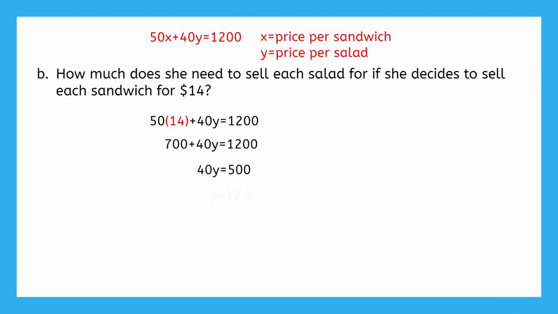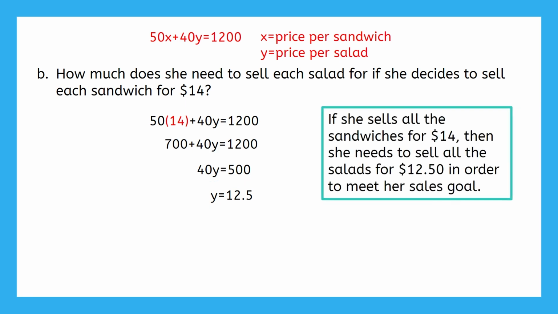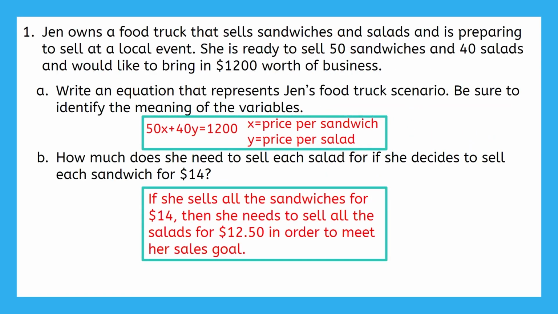Compare what you have with my work. And let's box in our final answer. Wait, y equals... No, what does this even mean? Here, this is a better way to write the answer because it actually tells us what the 12.5 means in this scenario. This says if she sells all the sandwiches for $14, then she needs to sell all the salads for $12.50 in order to meet her sales goal. Let's put everything back up here so you can finalize your thoughts and answers for this problem.